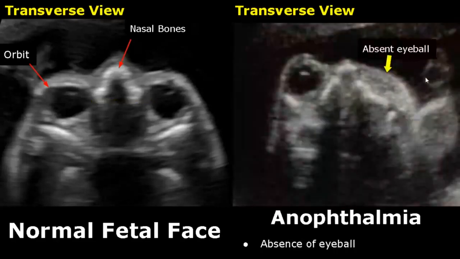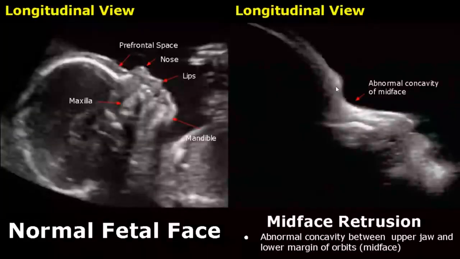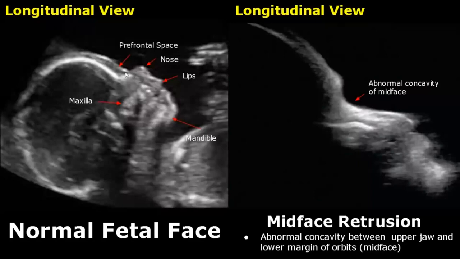Anophthalmia refers to absence of eyeball. In this transverse view, we can only see one eyeball. Midface is the area between the upper jaw and lower margin of orbits. In midface retrusion, an abnormal concavity is seen between the upper jaw and lower margin of the orbits. It is associated with a variety of abnormalities such as trisomy 21, Turner syndrome, and many other syndromes.